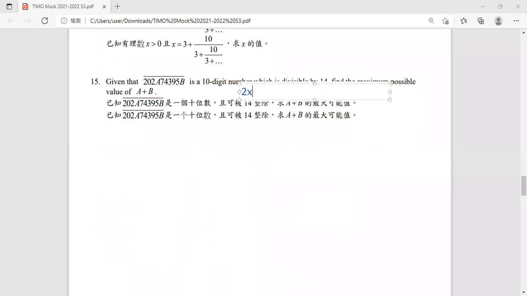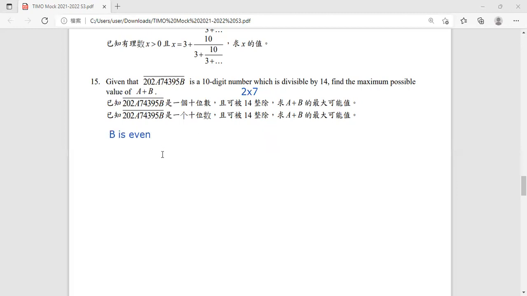Now first, you know 14 is 2 times 7. So now you know that B must be even.